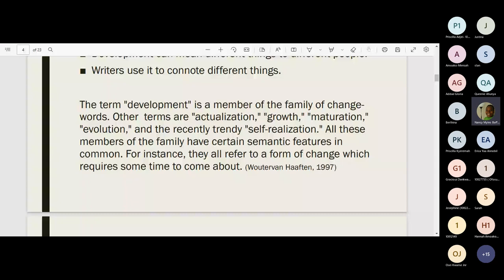But what we are emphasizing now is the fact that there is what? Change that comes about with time, so that you start thinking about development with that frame of mind. That is what Bettina has just read.